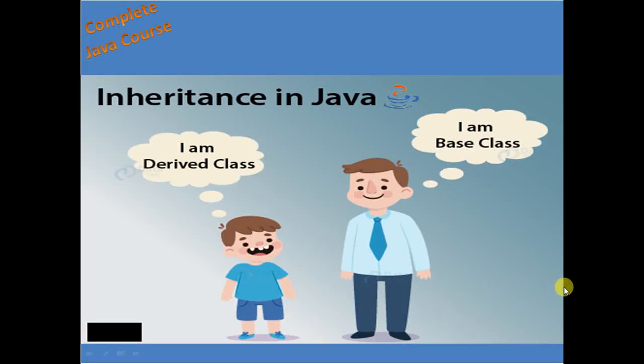Inheritance in Java. The parent is a base class for the child class, because the child inherits the property from his or her parents.